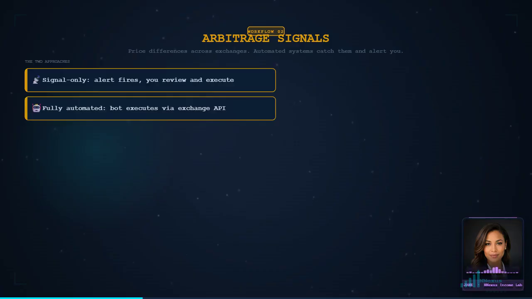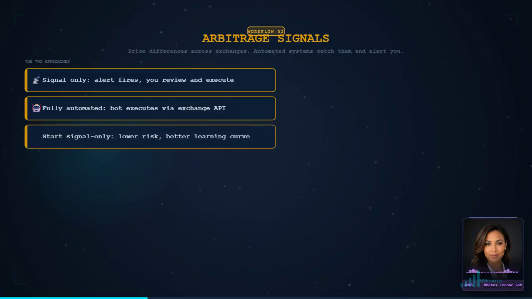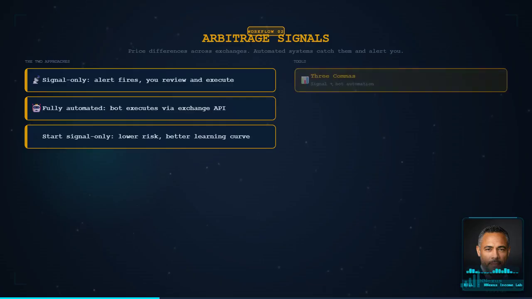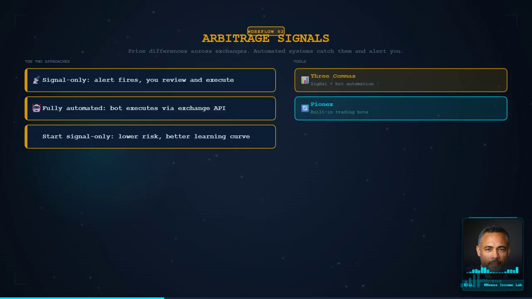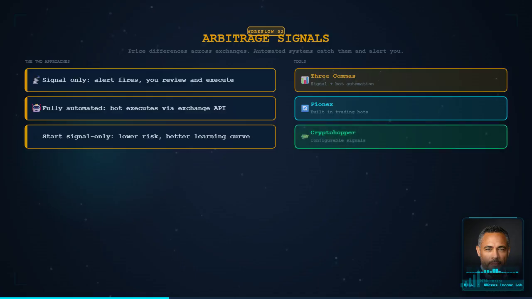Workflow 2. Automated arbitrage signals. Price differences for the same asset exist across exchanges for seconds to minutes. Automated systems catch these differences and generate alerts or execute trades. The two approaches: signal only, where you receive an alert and execute manually, or fully automated execution via a bot connected to exchange APIs. Signal only is lower risk and a better starting point.